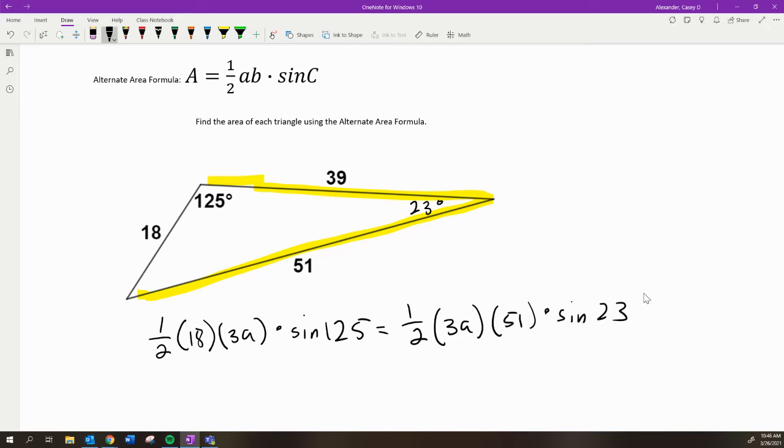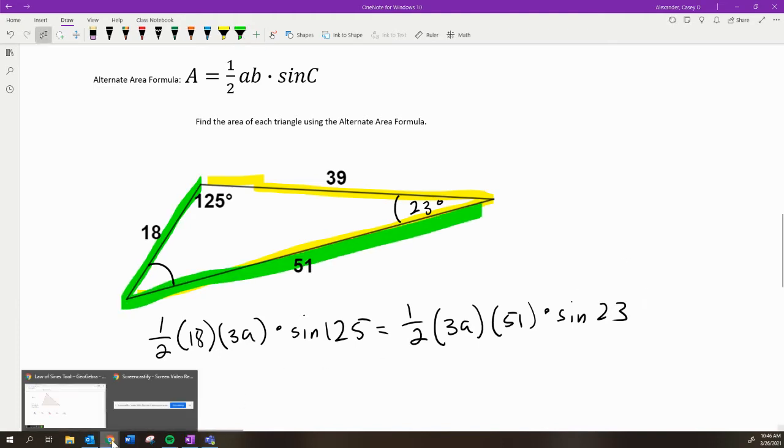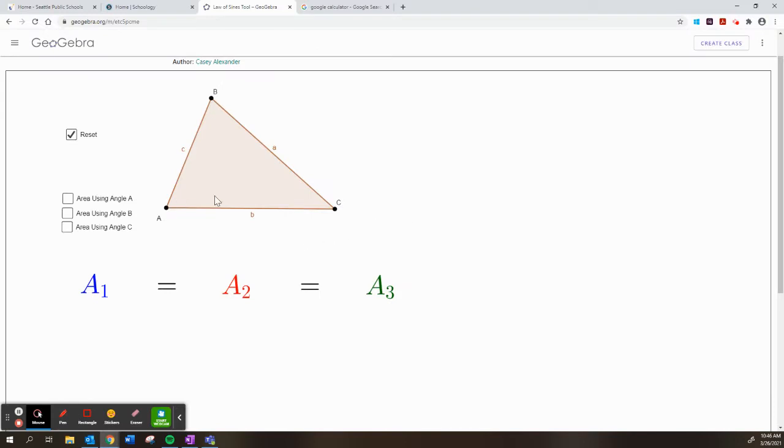And if I did this on a calculator, and if this were actually 23 degrees, then I would get the same answer. And I could do the same thing using this angle over here, but you get the point, right? You can use any two sides that surround any angle. And so what we looked at in class was this proof of the law of sines.